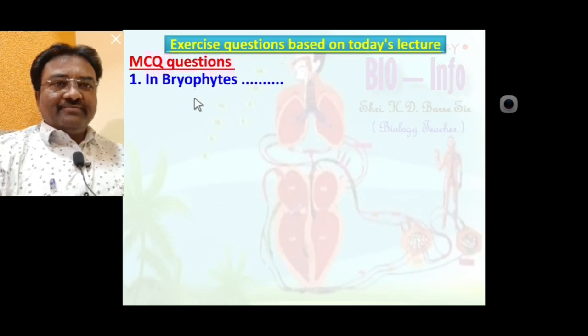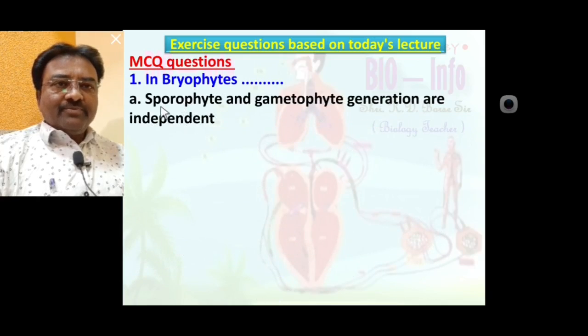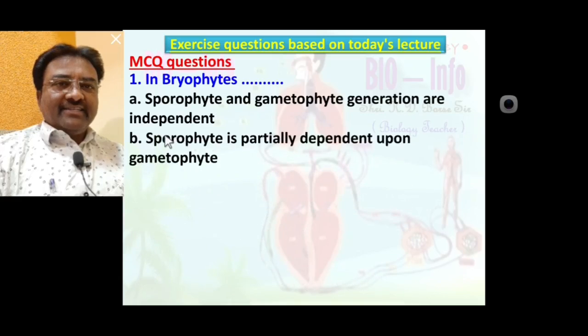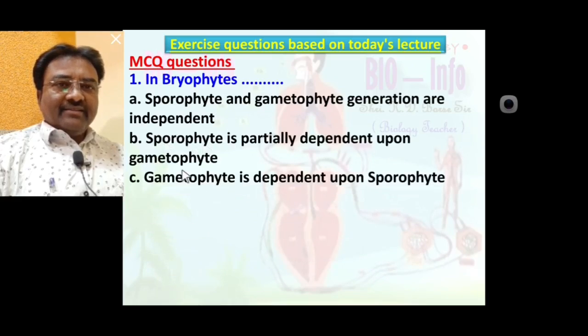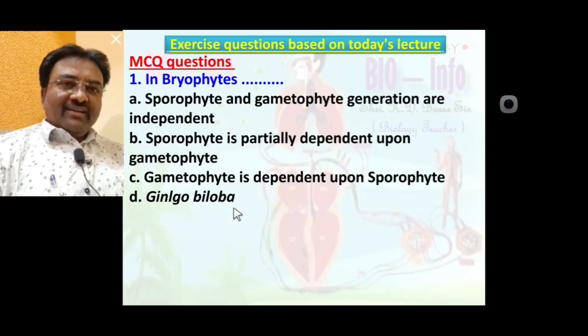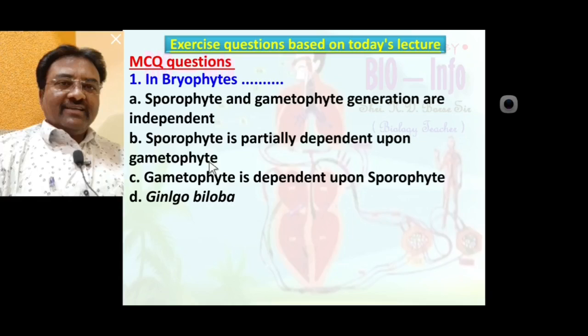MCQ question number 1. In bryophytes, A, sporophyte and gametophyte generations are independent. B, sporophyte is partially dependent upon the gametophyte. C, gametophyte is dependent upon sporophyte. And last, D, Ginkgo biloba. The correct answer is B: in bryophytes, the sporophyte is partially dependent upon the gametophyte.